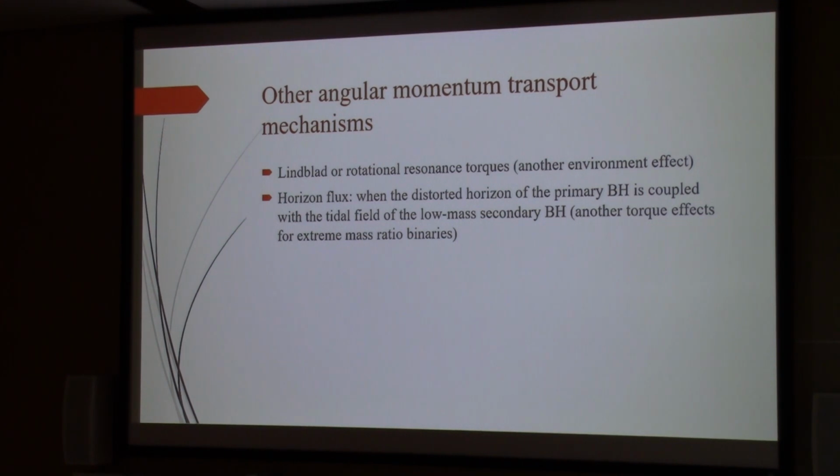At the end, I need to just remind ourselves that we are dealing with a very messy scenario. We have the binary system, we have the accretion disk, so matter is there, and there are also different scenarios that can happen, and other mechanisms for angular momentum transport. You may have Lindblad or rotational resonance torques that can be responsible for the angular momentum transport, and there are also some relativistic effects such as the horizon flux, which happens when the distorted horizon of the primary black hole couples with the tidal field of the secondary black hole, and again can make some angular momentum transport happen.